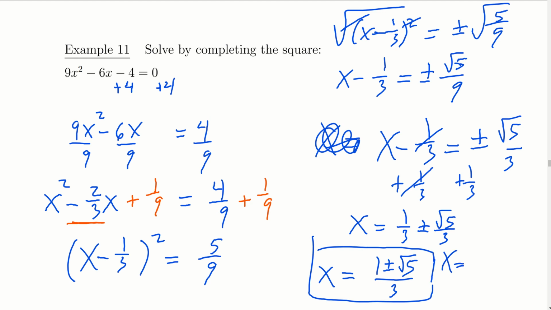If you like, we could write it as two separate solutions. One solution is 1 minus the square root of 5 over 3. The other solution is x equals 1 plus the square root of 5 over 3.